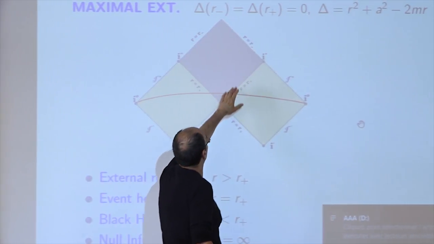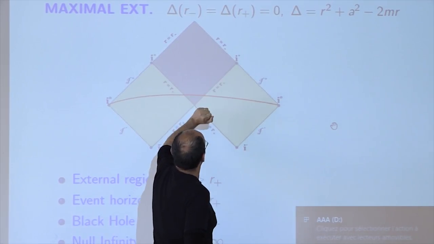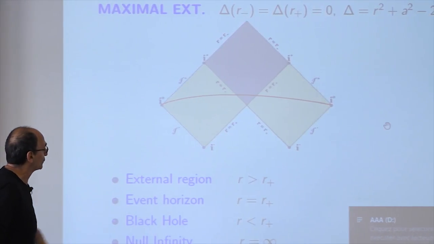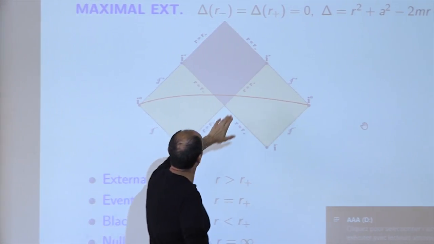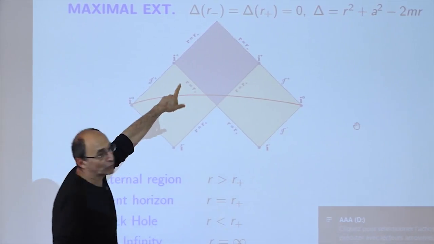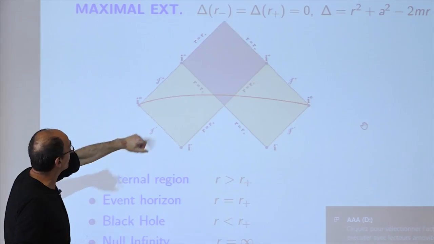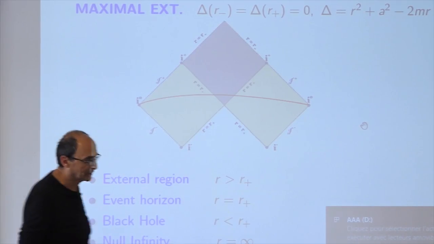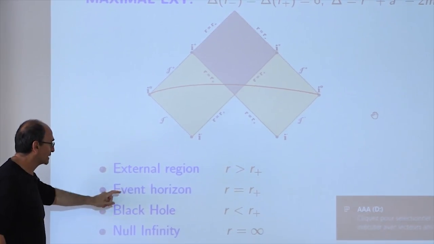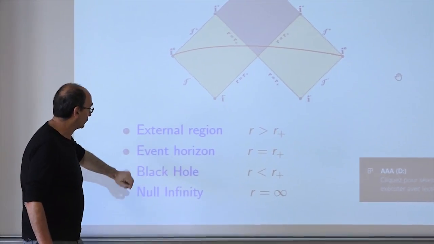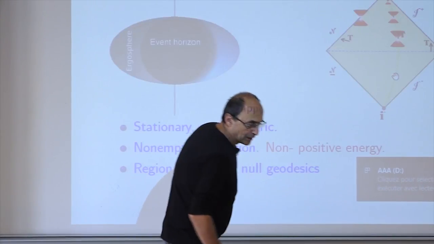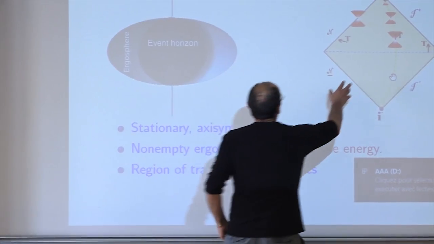One of the roots corresponds to a boundary of the black hole region, and it's called the Cauchy horizon. And again, it's very interesting. There's a lot of interesting mathematics, but I will not talk about it. I'll talk only about the event horizon, which is now r plus. r plus is one of the roots of r squared plus a squared minus 2mr. It's actually the bigger root, OK? All right, so again, external region, event horizon at r equal to r plus, the black hole region, null infinity, similar to what we had before. This is the external part of the black hole, right?